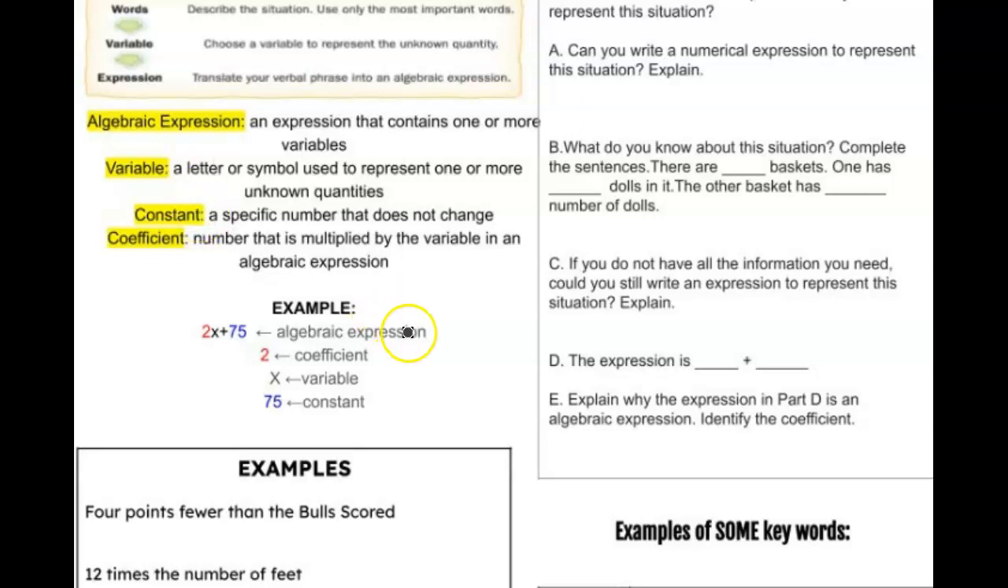So here's an algebraic expression. We have 2x plus 75. It looks very similar to our numerical expressions, but the difference is that we threw a variable, or a letter, in there. The coefficient is the number that's next to the letter. The constant is the number that is not next to the letter. It's on the other side. So we have 2x. 2 is the coefficient because it's right next to the letter. 75 is away from it.